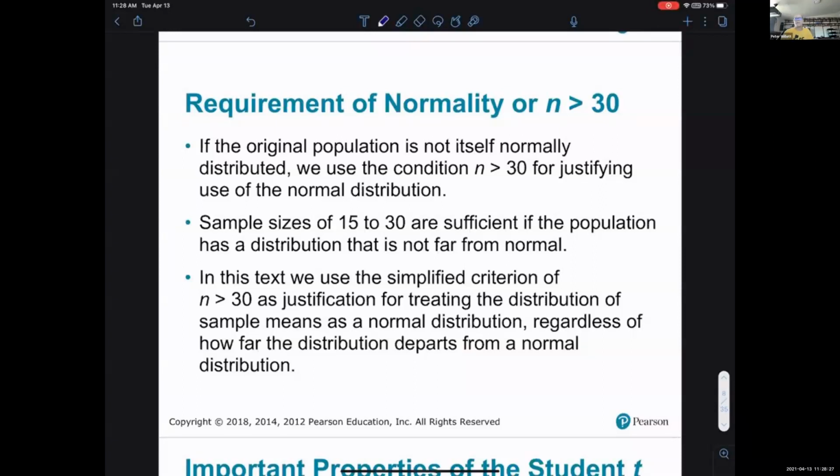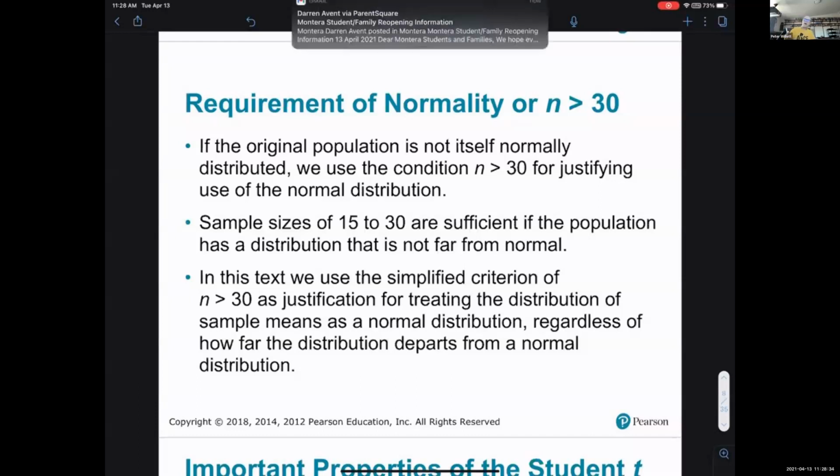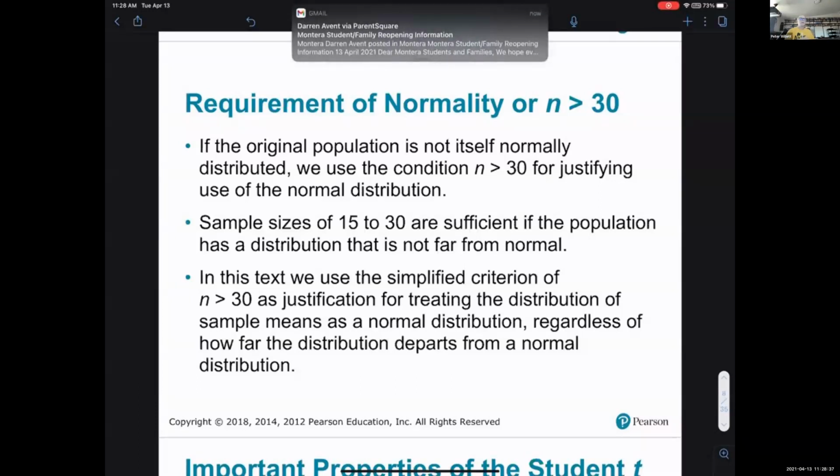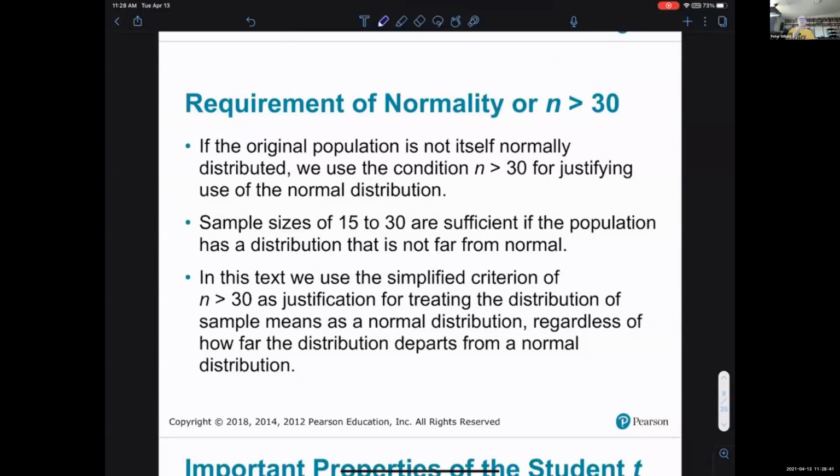Sample sizes of 15 to 30 are sufficient if the population has a distribution that is not far from normal. So if you do have 30 or less, then 15 to 30 is okay if the population is pretty close to normal. In this text, it says we use the simplified criteria of n being greater than 30 as justification for treating the distribution of sample means as a normal distribution, regardless of how far the distribution departs from a normal distribution. So it's a little bit of a simplification.